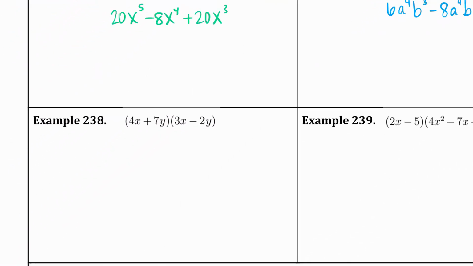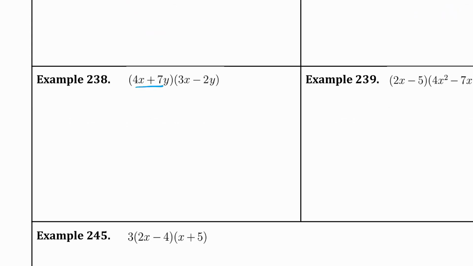Okay, so now let's look at some binomials times binomials here. So look, we've got 2 terms times 2 terms. If that's the case, we're still going to use distribution. We're just going to have to distribute 2 separate times. So we're going to take our first term and distribute that to everything inside our second parentheses. So 4x times 3x gives me 12x squared. 4x times negative 2y gives me negative 8xy.